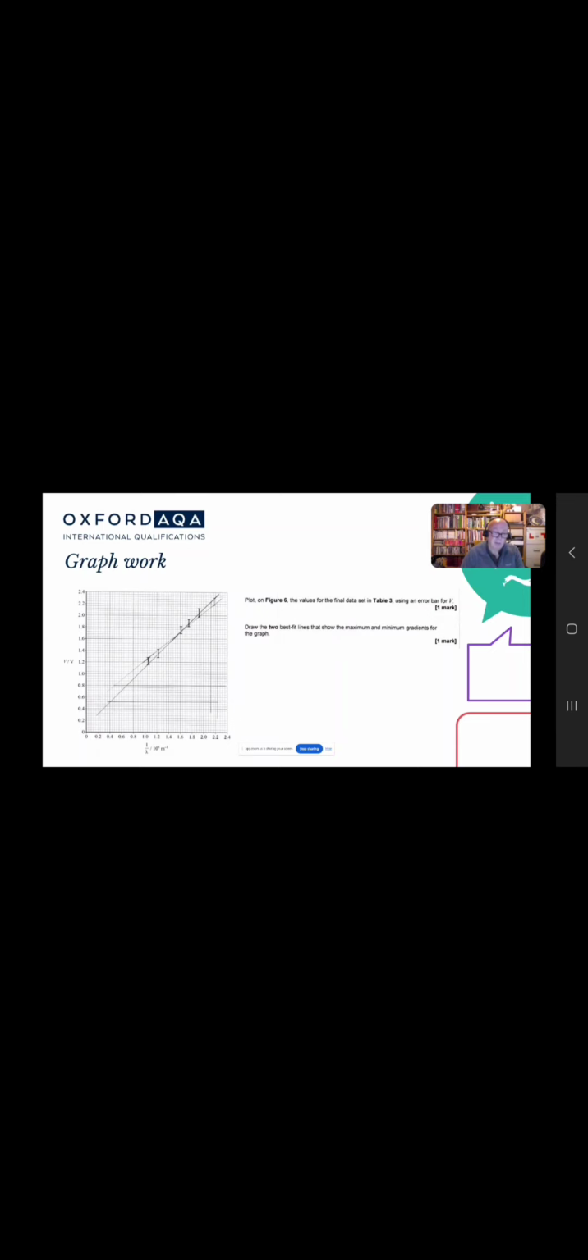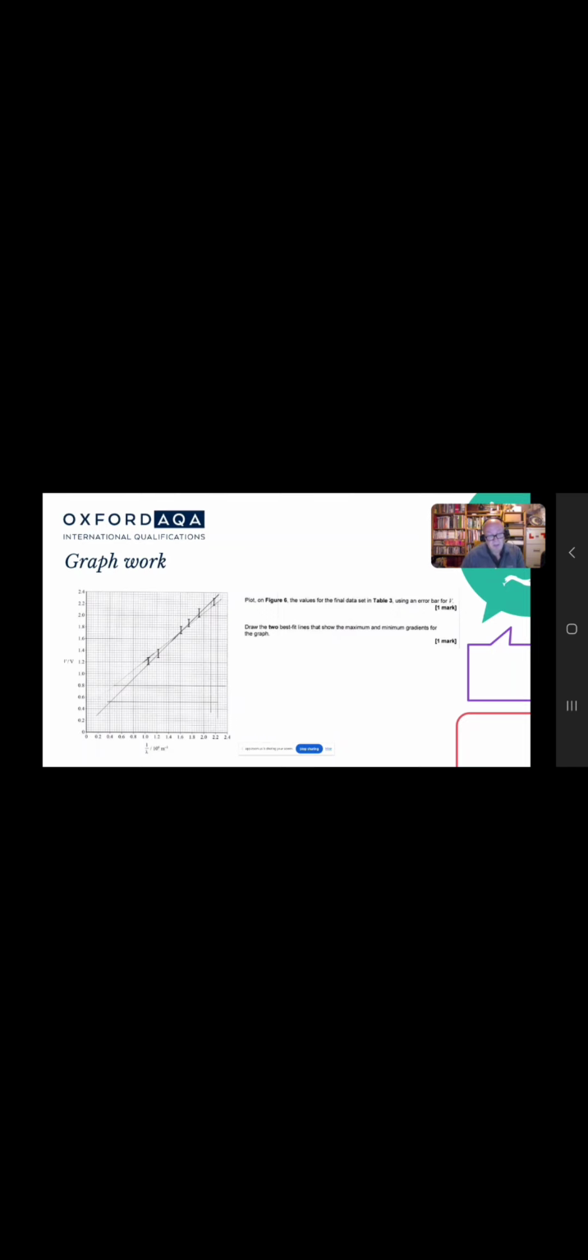You can see the maximum gradient line and the minimum gradient line. In this case, they may have just drawn from the top of the first error bar to the bottom of the last, and the bottom of the first to the top of the last. And it's worked. But be careful, because it doesn't always work. You could find that one of the other error bars in between those two is actually the constraining one. And it's not a good way of doing it if you just go from top to bottom like that. But it's worked in this case.